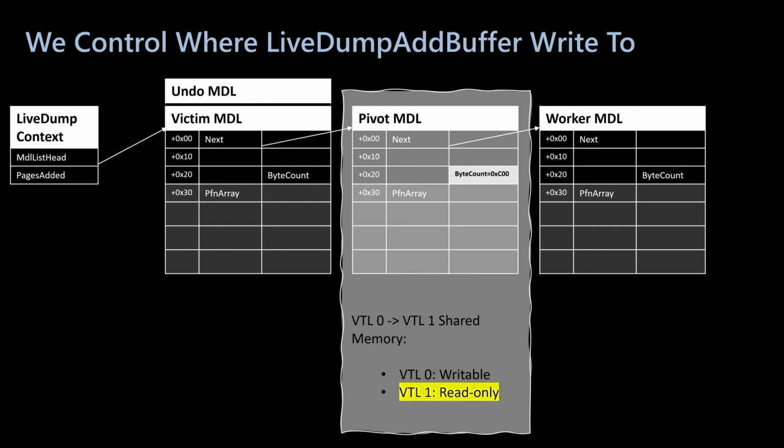But the shared page is read-only from VTL1. Writing to the PFN array of the pivot MDL will bugcheck due to the access violation. There is a trick here. We can modify the byte count to be smaller than page size, which makes the pivot MDL's capacity 0, and it will be skipped directly to the next MDL.